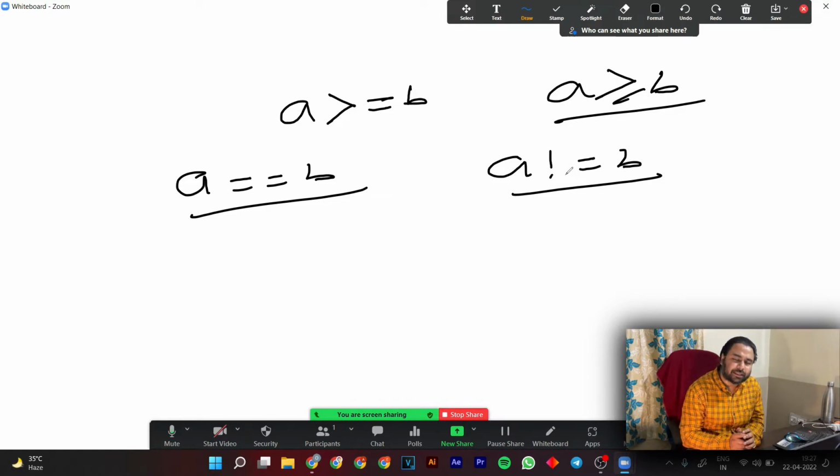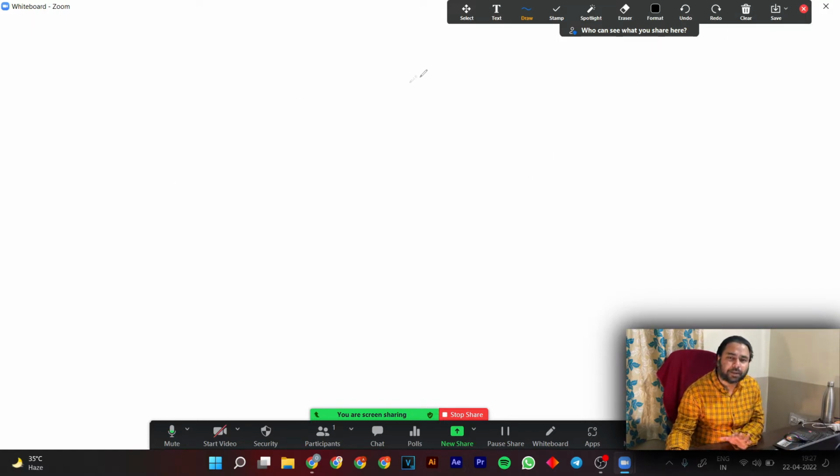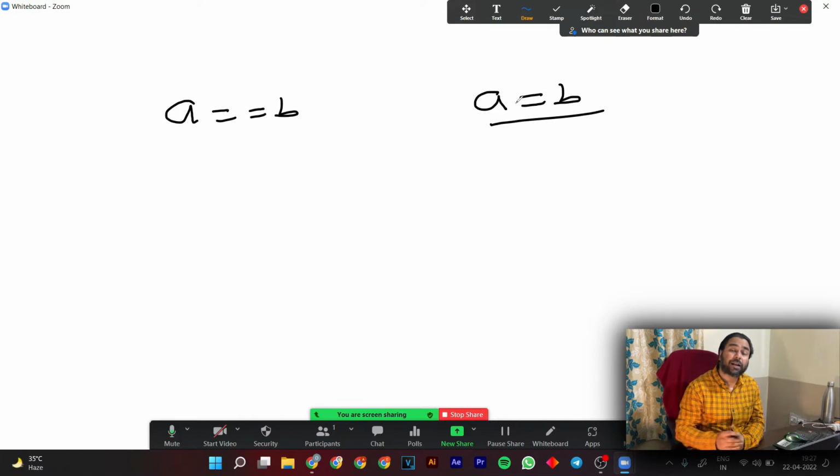Now the next set of operators is your assignment operator, and please don't confuse the assignment operator with the equal to operator. Say if I say A == B, this is your comparison operator. But if I say A = B, this is your assignment operator, and the assignment operator is what? It is basically an operator that gives the value of B to A, or assigns the value of B to A. Therefore, it is known as an assignment operator.